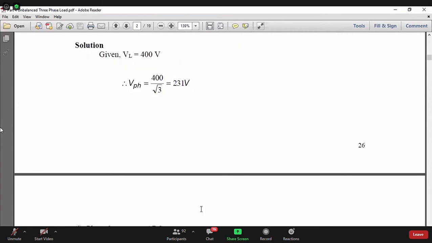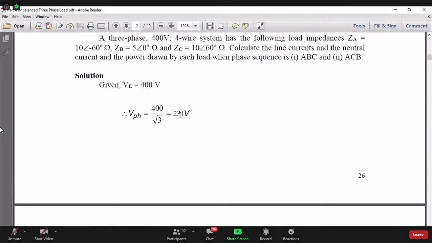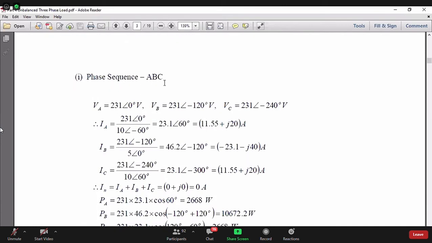So what we are saying here, now come to the problem solving. First I am assuming phase sequence ABC. As you see, the phase voltage magnitude is 231 volt. So assuming ABC phase sequence, I am saying VA is 231 with an angle 0 degree. VB is 231 with an angle minus 120. VC is 231 with an angle minus 240.